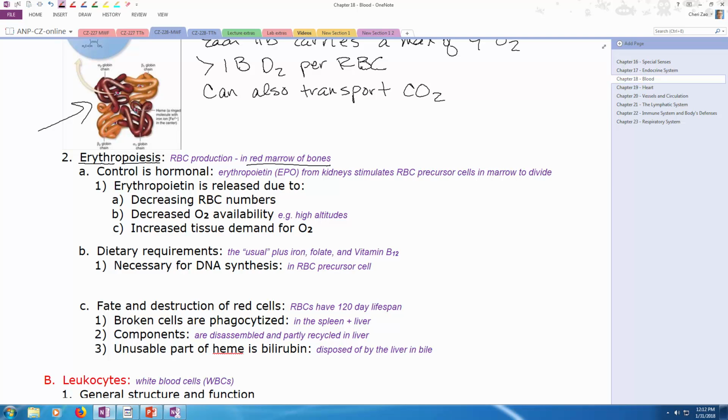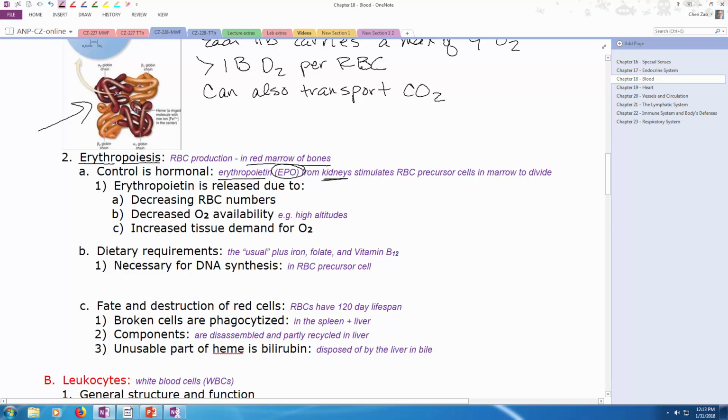The control for the formation of red blood cells is actually hormonal. So we did not talk about this system for endocrine, but it is interesting that this is a hormonal system, which means the stimulus is put into your bloodstream and then gets to your marrow and tells your marrow to make more red blood cells. The hormone is called erythropoietin and is abbreviated EPO. And it comes from your kidneys.